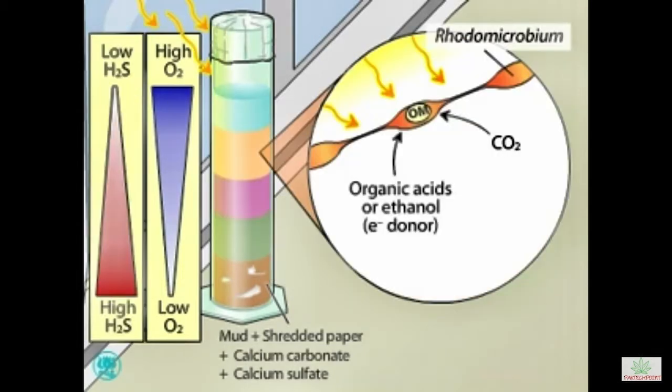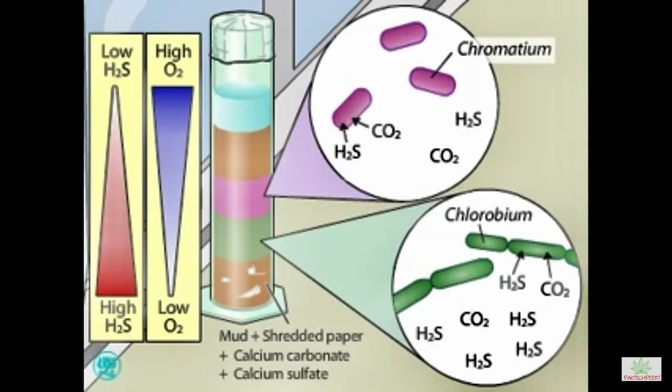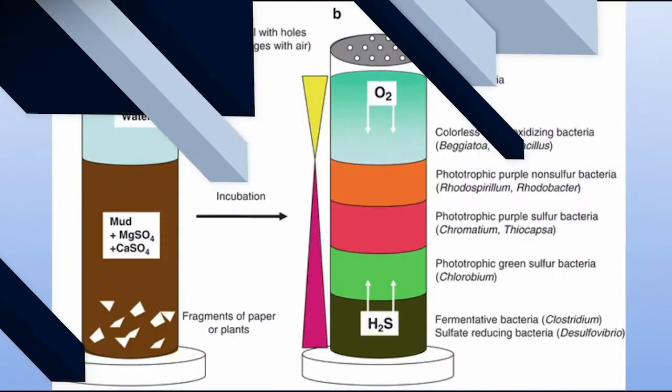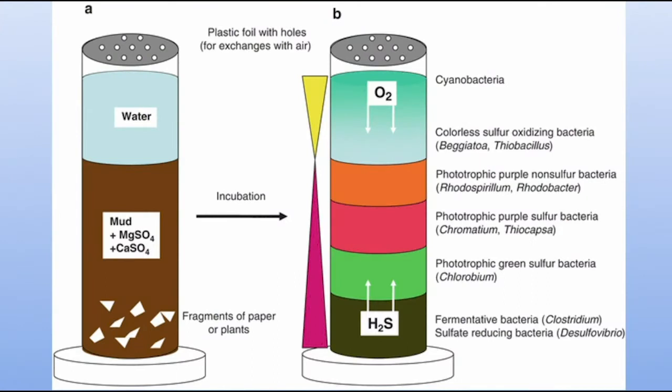Once the Winogradsky column is set up, the bacteria begin to grow in the environments that best suit their nutritional needs. Here is an animated picture of a Winogradsky column. The one on the left is what it looks like on day 1. The one on the right is what the column should look like after weeks of incubation. You should be able to see the defined layers separated by colors. This picture also lists the type of bacteria found in each layer, which represents each environment. So cyanobacteria is at the top, and Clostridium, which is your fermentative bacteria, is at the bottom.